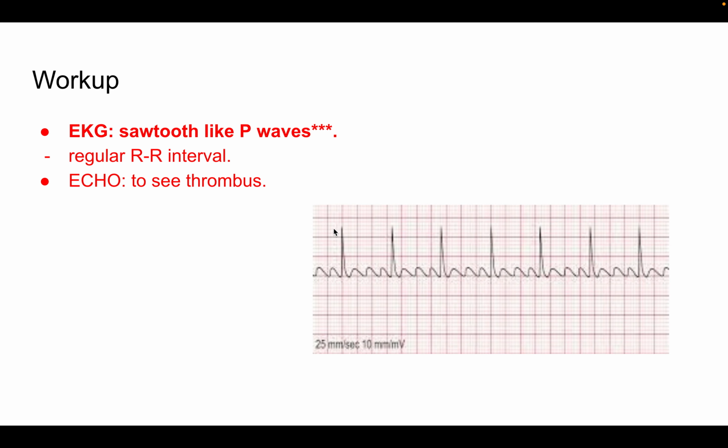But in a flutter, it's regular. Again, like we said on the definition slide, you have an increase of thrombus because you're not squeezing, right? The atria is just fluttering. And so you can do an echo to see that blood clot in the atria. However, this is not as high yield for a flutter as it is for AFib, and that's because AFib is much more common.